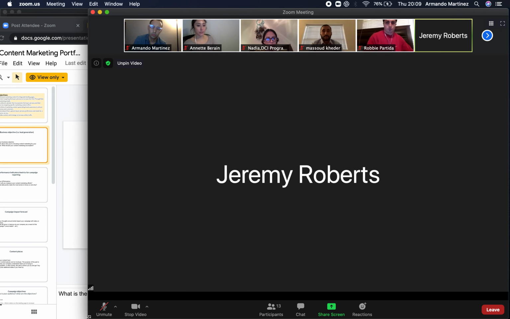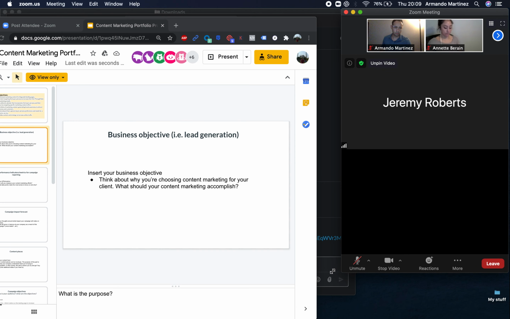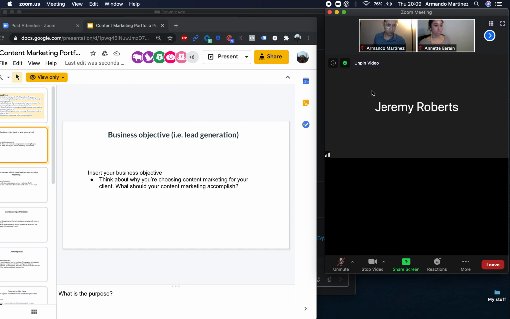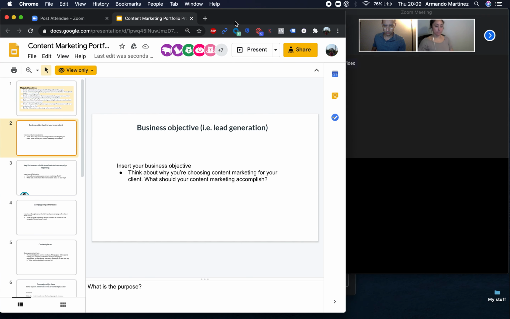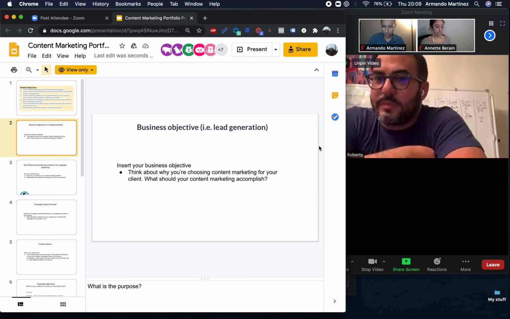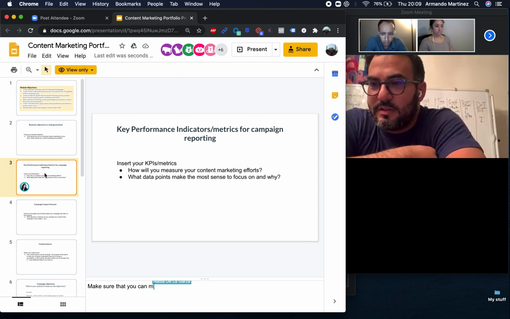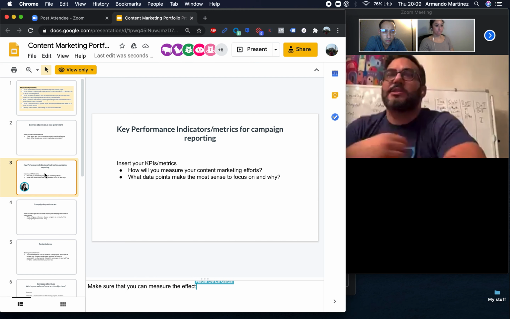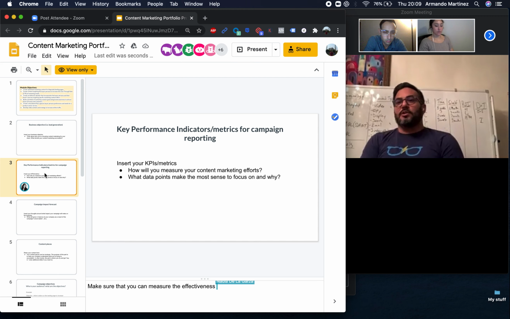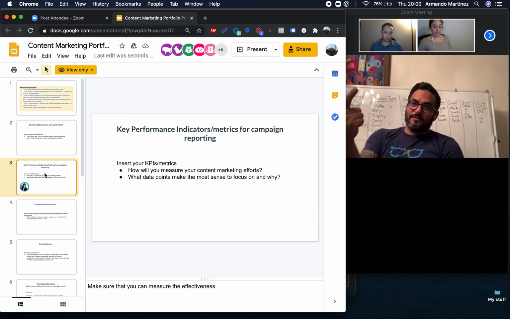Okay. Next thing is key performance indicators, metrics for campaigns, and KPIs. How will you measure your content effectiveness? What are data points that make sense of why? We just talked about that one too. Make sure that you can measure the effectiveness. No fluff. I learned this real quick when I was a junior marketer at Rackspace. I'd be in the room with what I call the four horsemen. They're scary people. That means product, finance, sales, and marketing, right? All four of those people in the room.